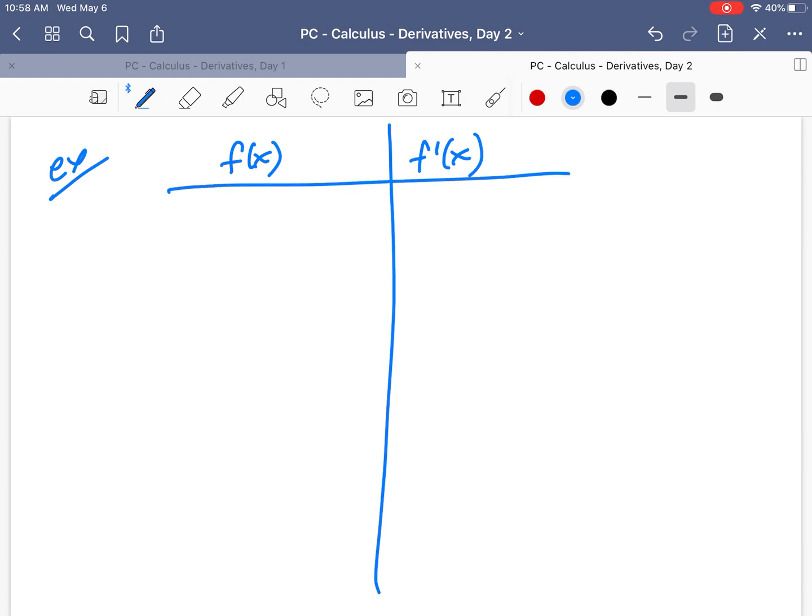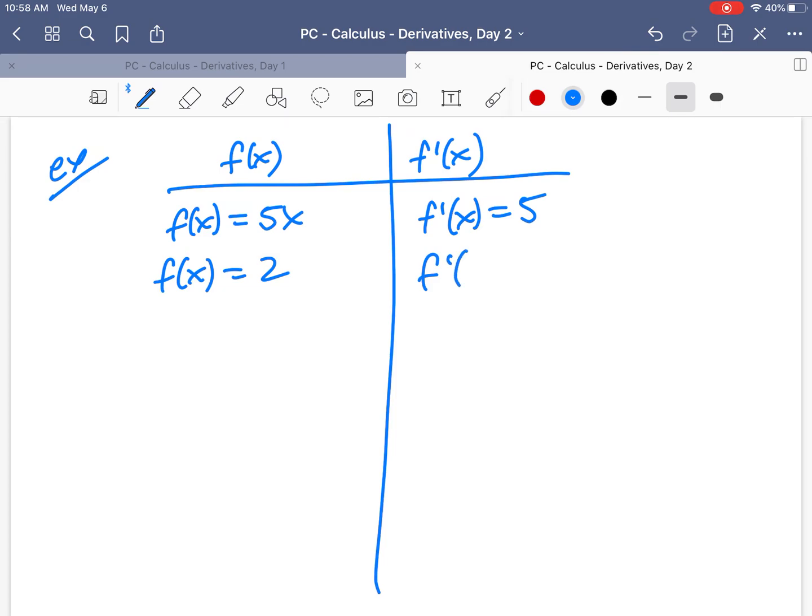Okay. So I'm going to tell you that f of x is 5x. Now you know that that's a line. The slope of that line is 5. So my derivative is 5. So that one's easy. How about this one? f of x is 2. So you have the line y equals 2. So that one's kind of easy too, because you know that the slope of a horizontal line is 0.